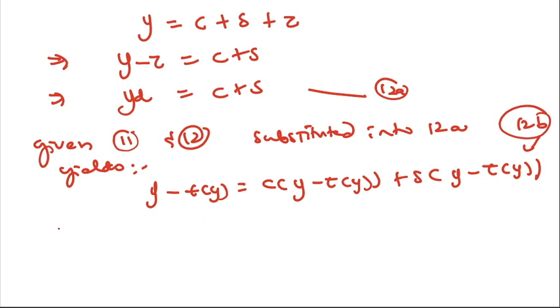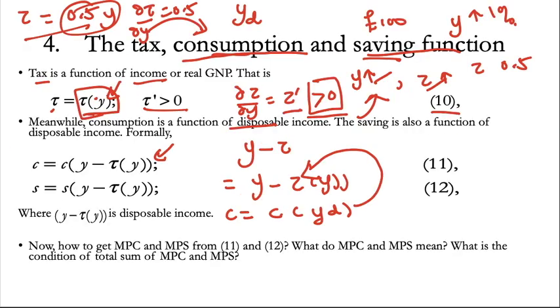Now, let's go back to this slide. We want to know how to get MPC and MPS from 11 and 12. And what does it mean by MPC and MPS? I'm sure all of you already know the meaning of MPC and MPS. But before I go into detail on this, let's look at them in the form of a graph. So let me change the color of my marker and put in a simple drawing like this.